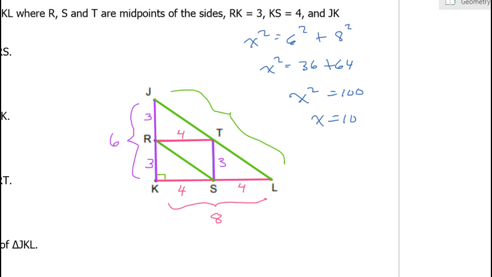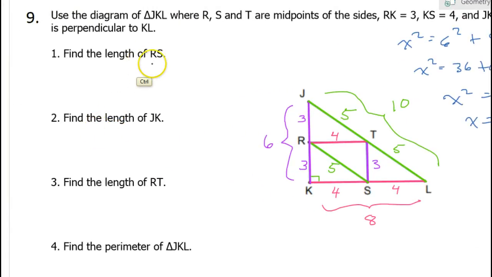So now I can go back and say, look, guys, this side is 10, which tells me that the midsegment is 5. And by the way, since T is the midpoint, that means this is 5 and this is 5. Okay. Now, so find the length of RS. RS is 5.